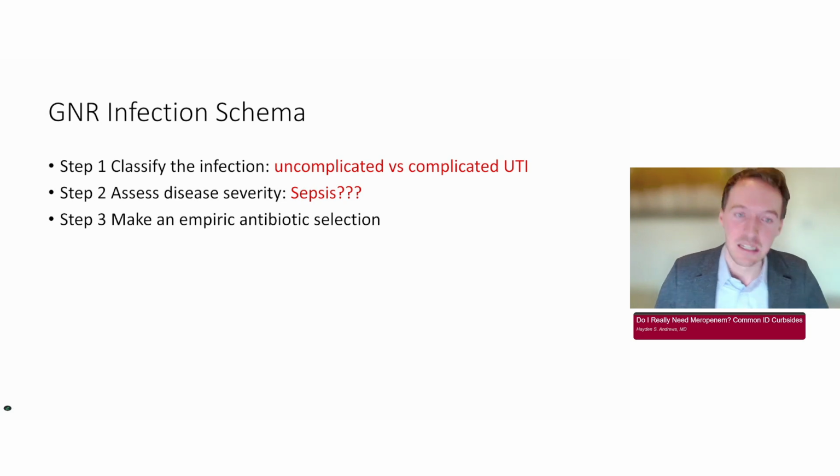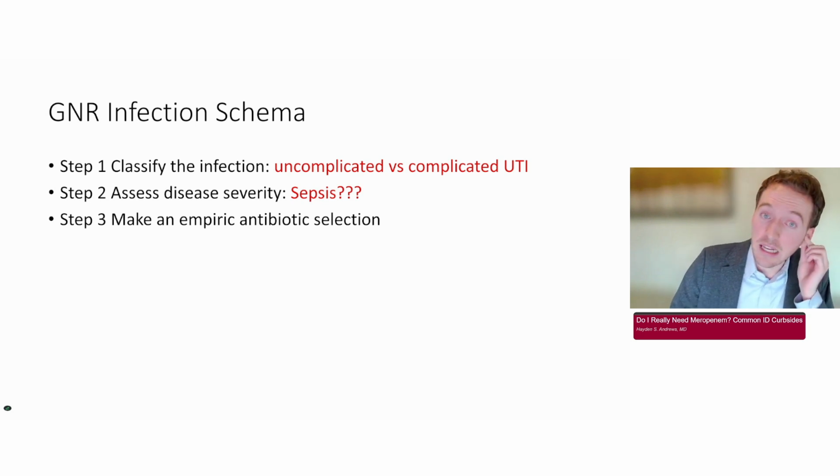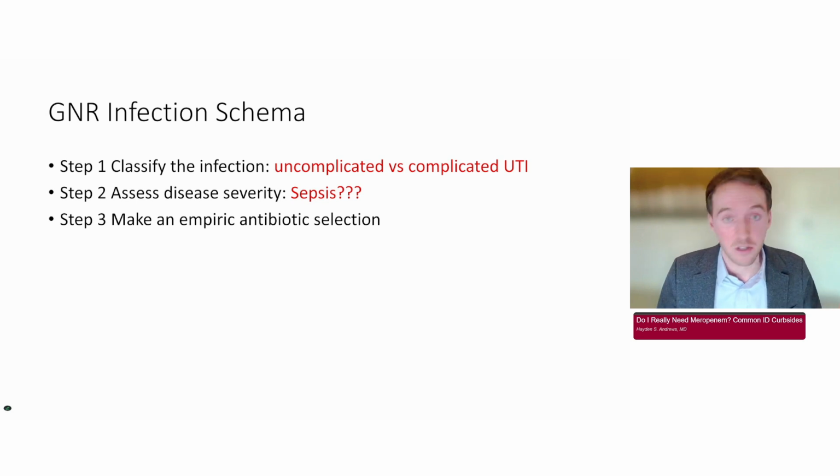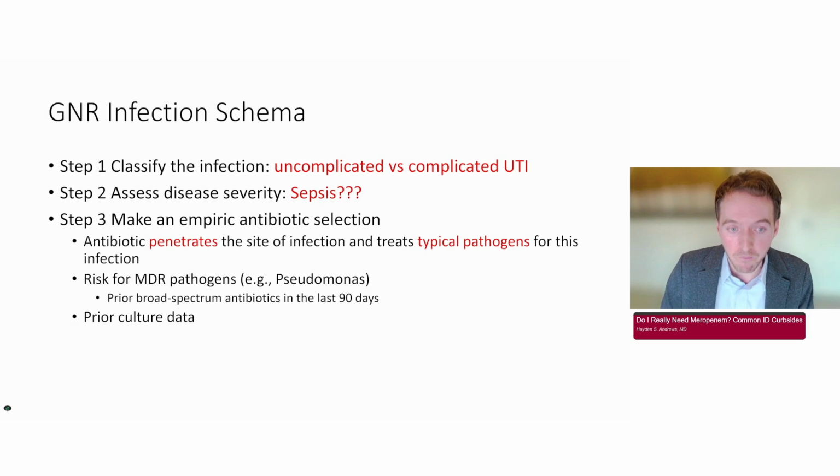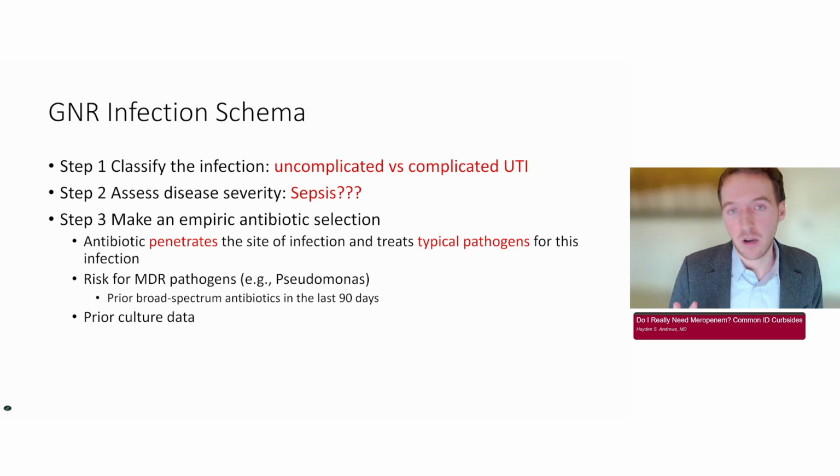So we go to our schema. We've classified the infection. We're thinking this is a GU infection. With our GU infection schema, we said this was a complicated UTI. We said that they have sepsis. So now we need to make an empiric antibiotic selection, right? This patient is bacteremic, they're unwell. We need an empiric broad spectrum regimen. Okay. These are the three big questions that I want to go through your mind before you make that decision.